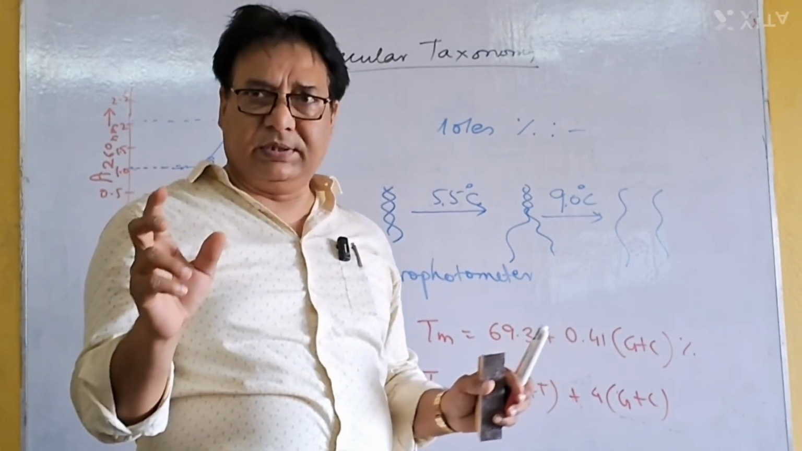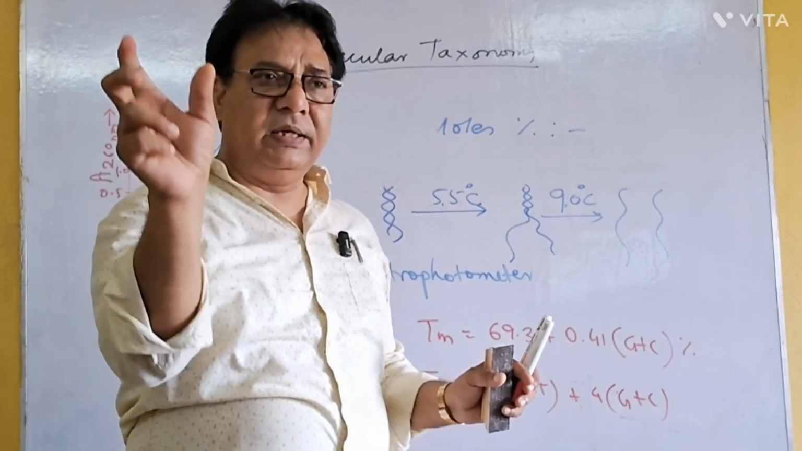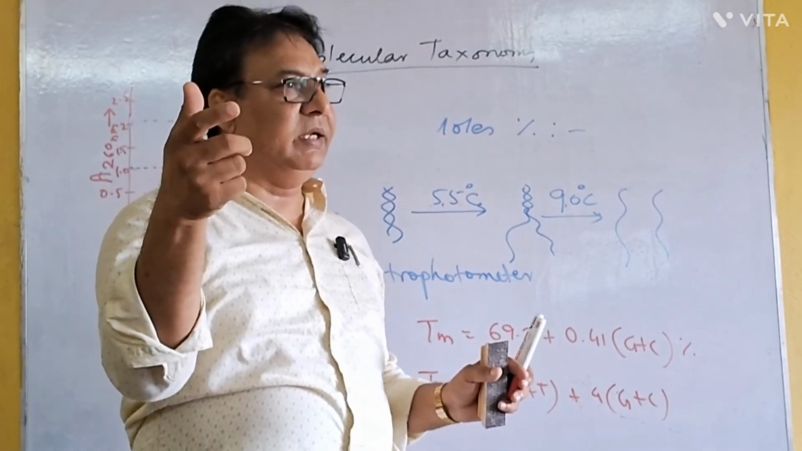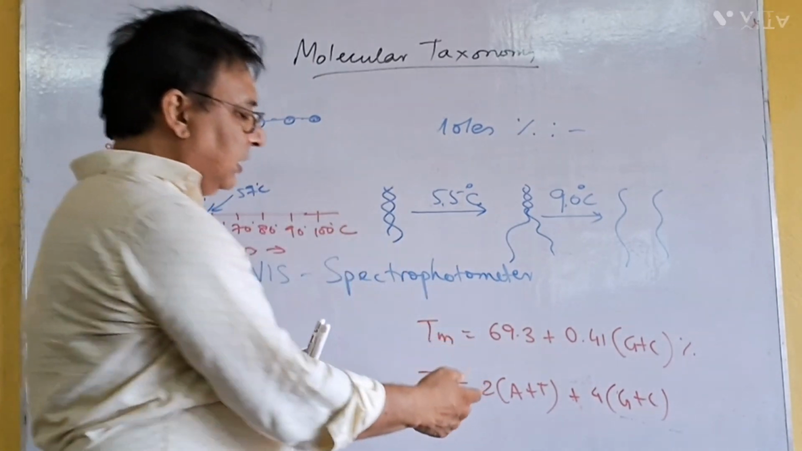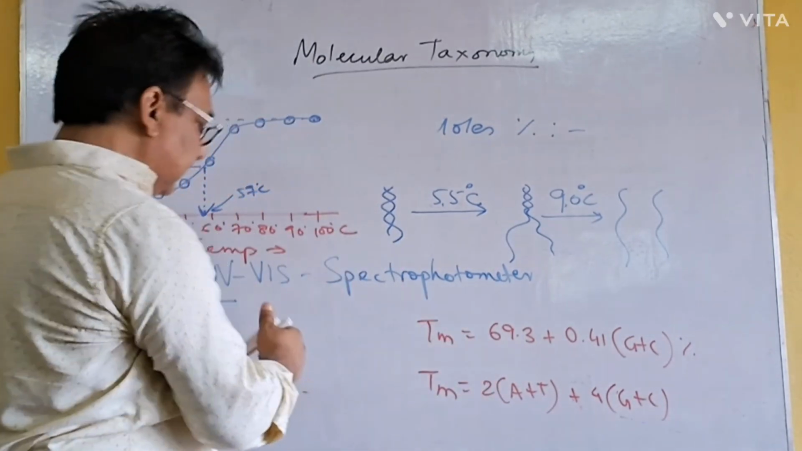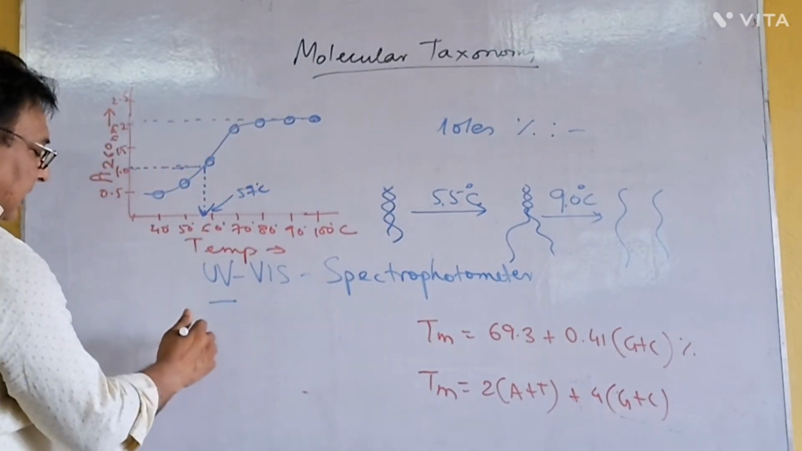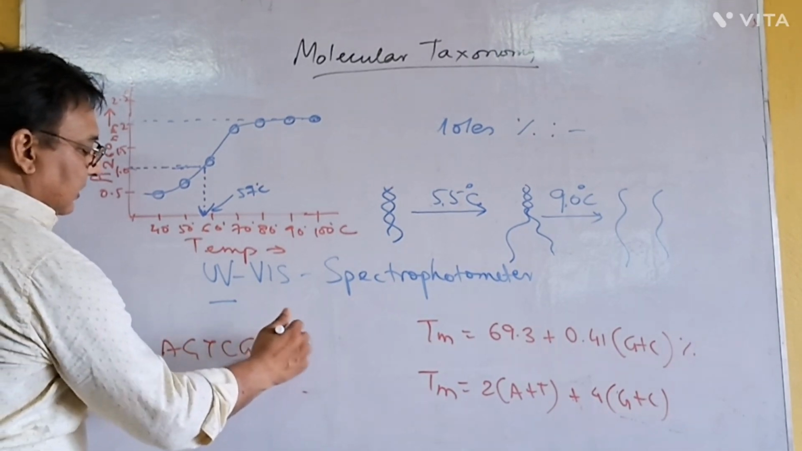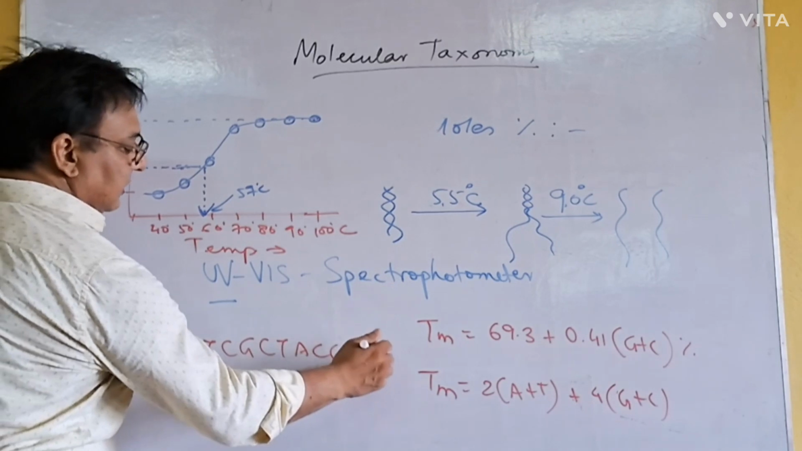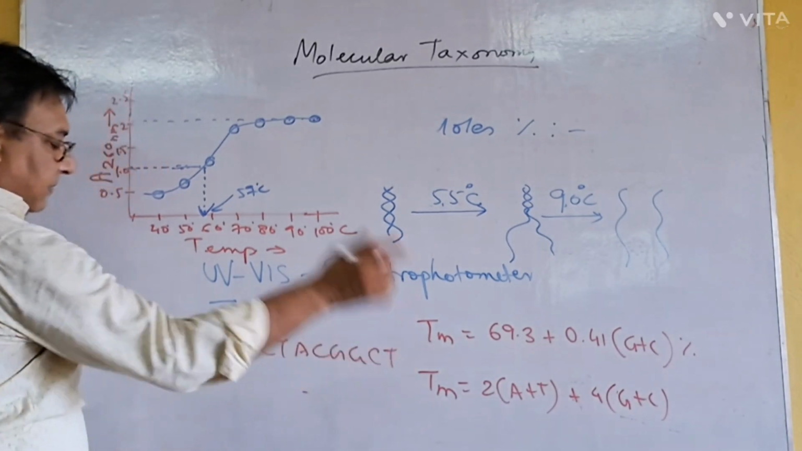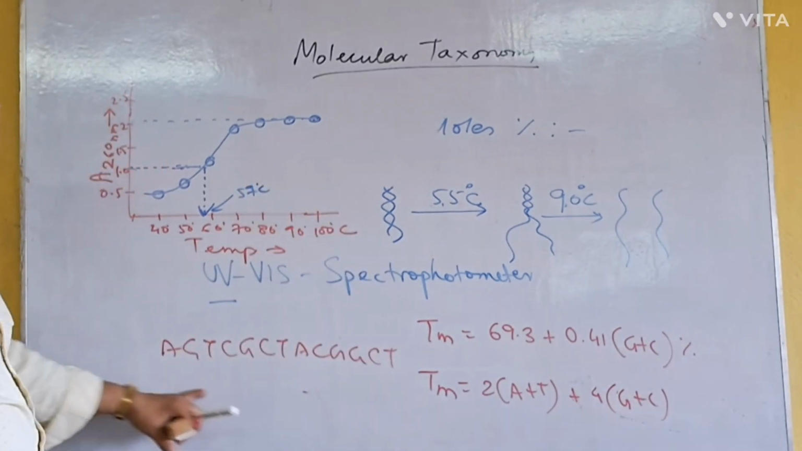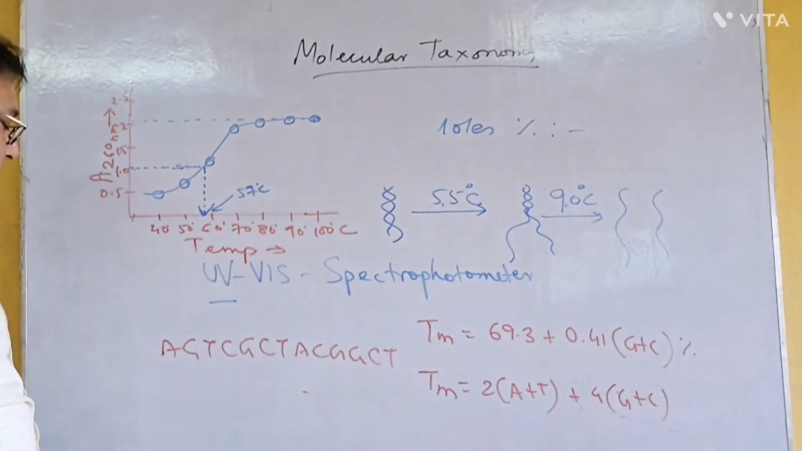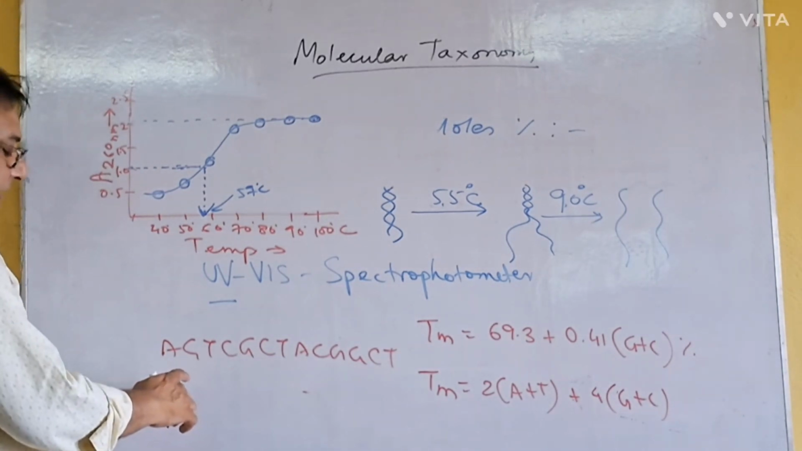Primers are known sequences. So your primer will bind to the DNA at a temperature that you can calculate via this method. Suppose your primer contains A, G, T, C, G, C, T, A, C, G, G, C, T. So what will be the Tm of this? You just take a count of this. How many A, T are there?